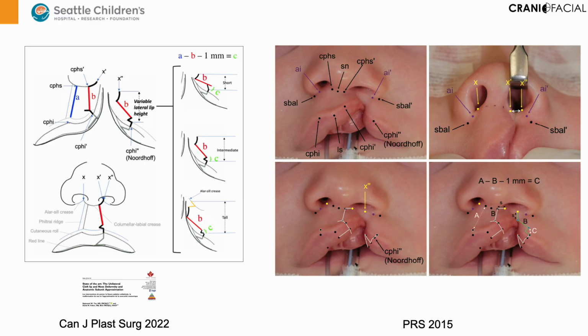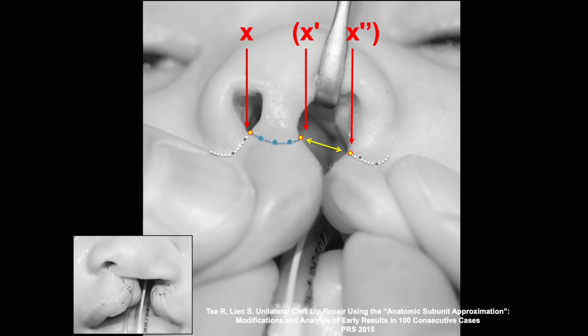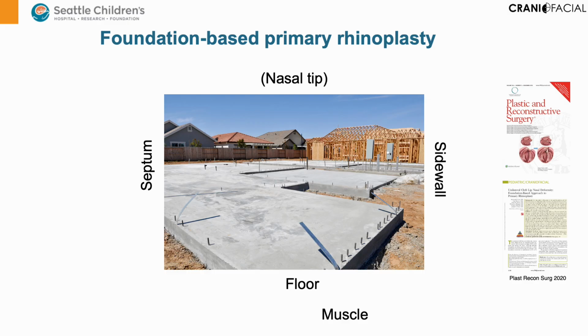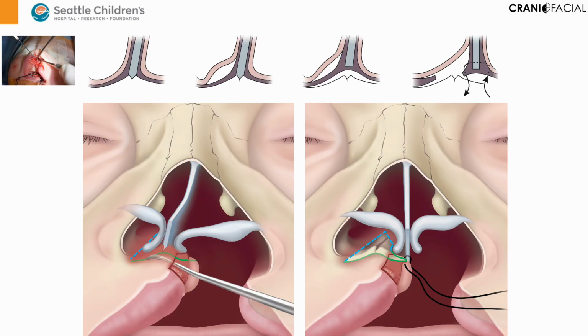And so what do I use? I use a fissure repair. I really like this repair. In particular, it helps to identify points of closure along the nasal sill that are going to produce the nose that we want. I use what's been called a foundation-based primary rhinoplasty. It's effectively the idea of focusing on the septum, the sidewall, the floor, and the muscle to correct the nasal deformity.